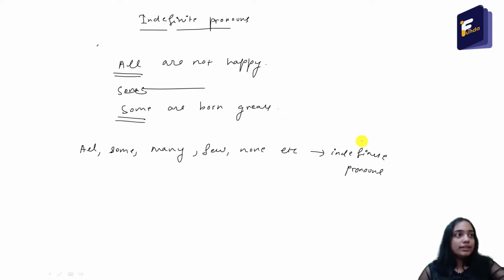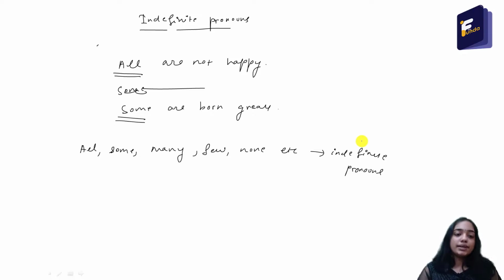So in these two sentences, the words all and some are pronouns. First of all, we are clear that the words all and some are pronouns. Then we will say why they are called indefinite pronouns. They are called indefinite pronouns because the words all and some do not point out towards a particular noun.